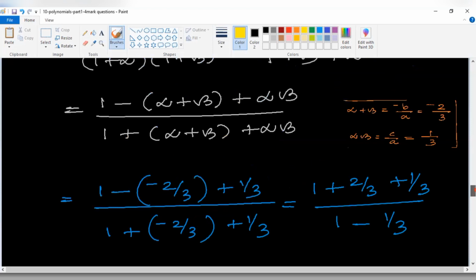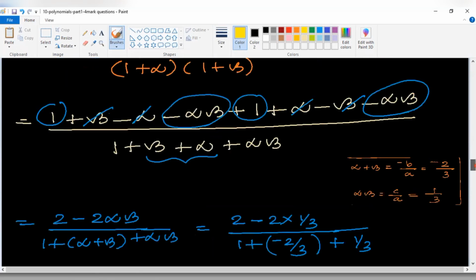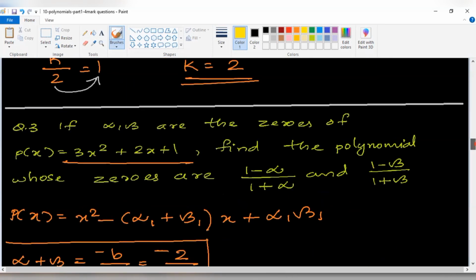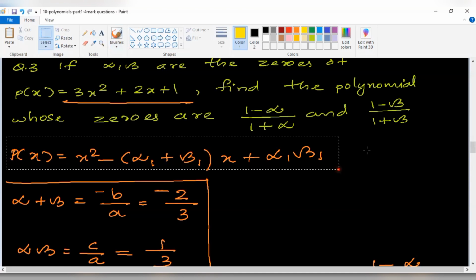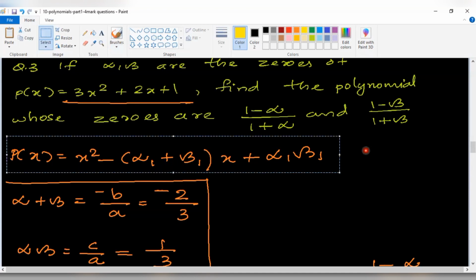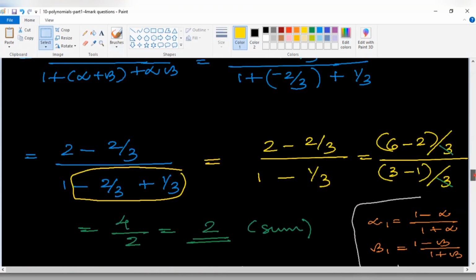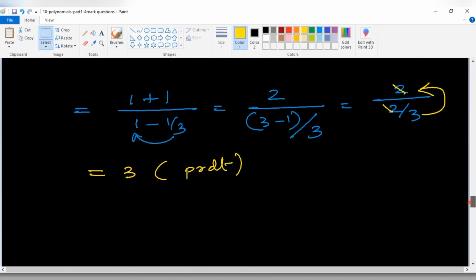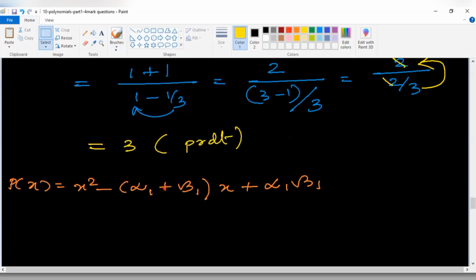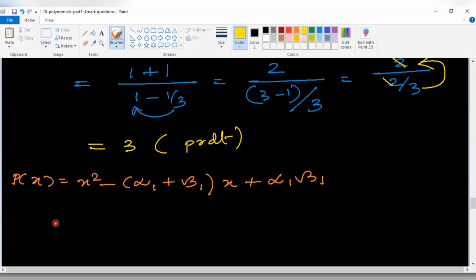In the beginning itself, we have written what we need in terms of alpha 1 and beta 1. See, this is what we need, the required polynomial, and we have got the sum and product of zeros. The sum we got as 2 here, and the product we got as 3. So let us substitute these values here to get the answer. So it is x square minus 2x plus 3.